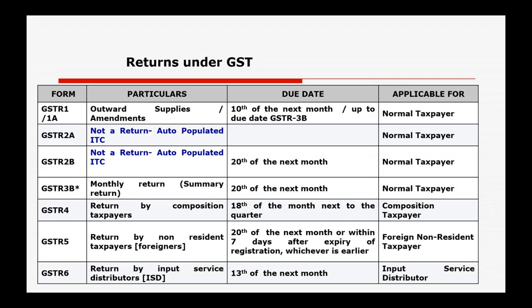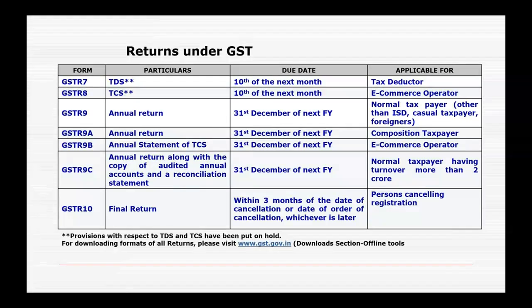But for your kind information, a composition dealer is required to file GSTR-4, and a non-resident has to file GSTR-5. The input service distributor will file GSTR-6, and those who are deducting or collecting TDS and TCS will file GSTR-7 and 8. On TDS, TCS, there is some PPT, sorry, some video clips. If you all stay, then I will try to display that also, if time permits.